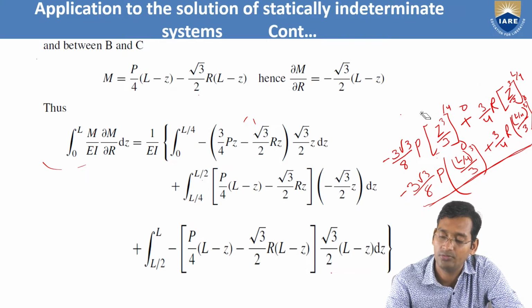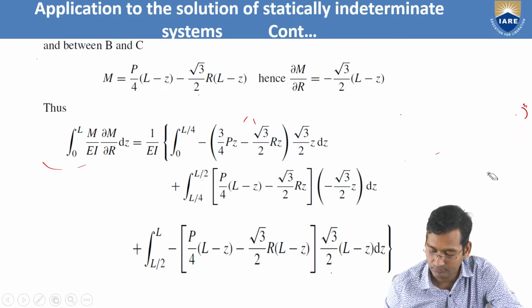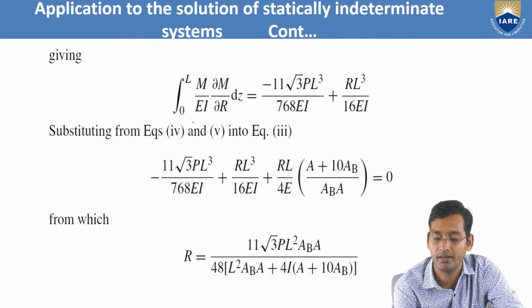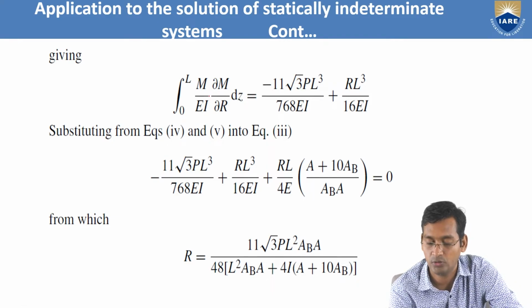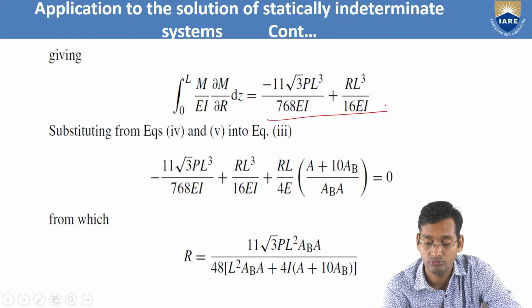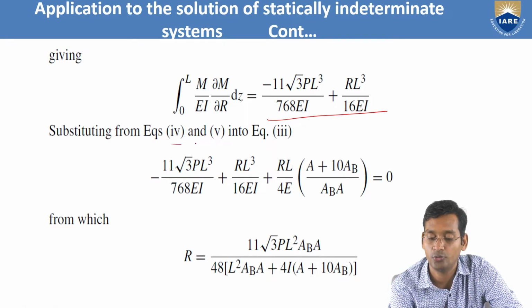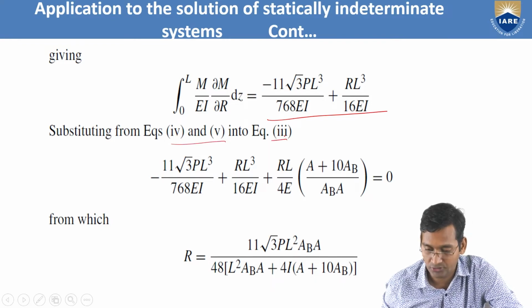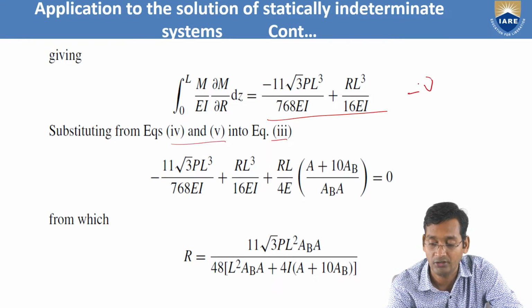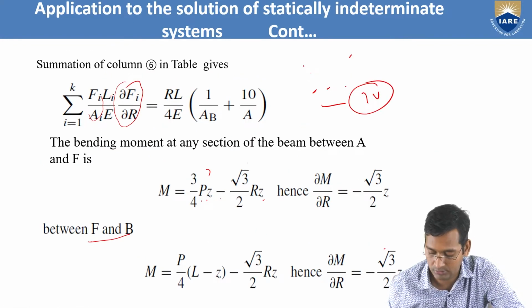Just simplify this one. After simplifying, you will get this value, right? So ∂M/∂Z will be this one, the first for this. Now what do we have? This was obtained by substituting equations 4 and 5 in equation 3. So this is your 5 and this is 4, right?